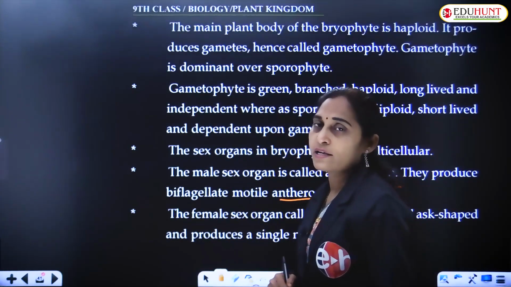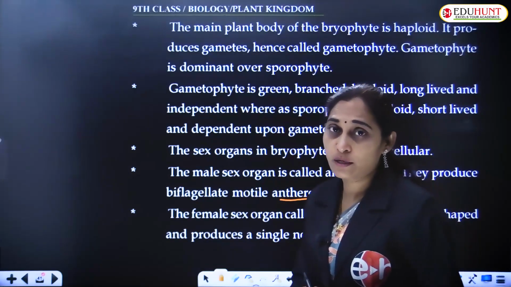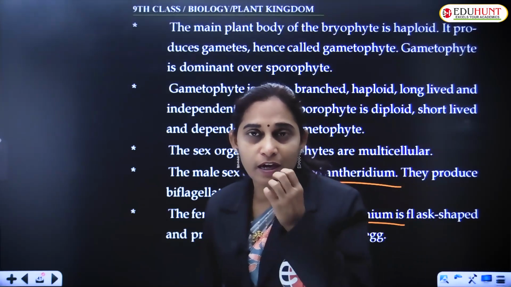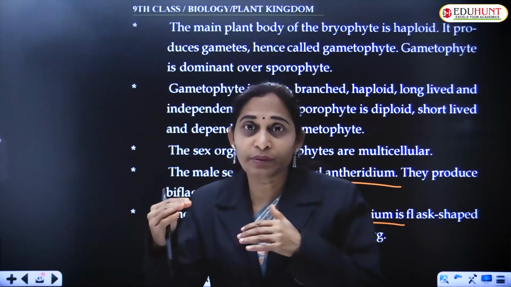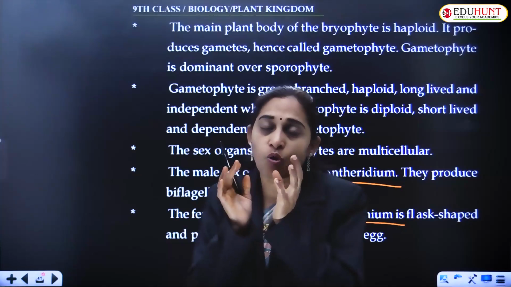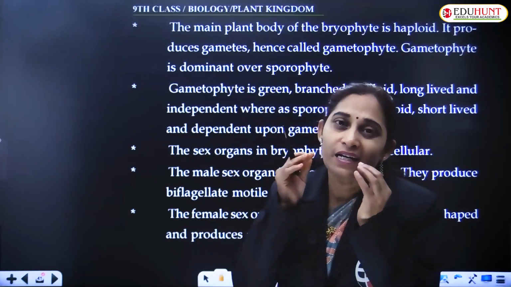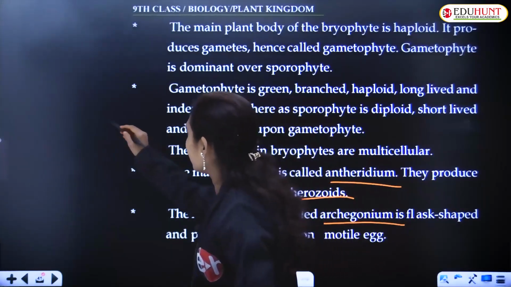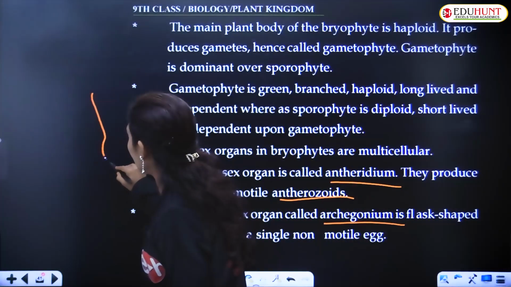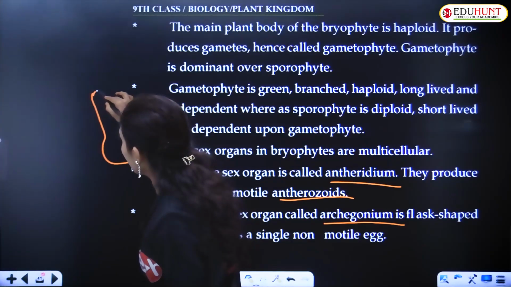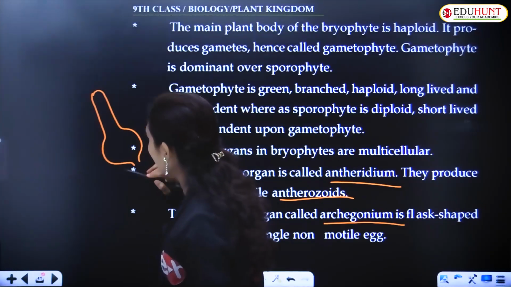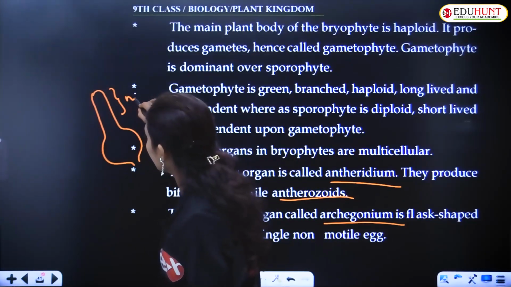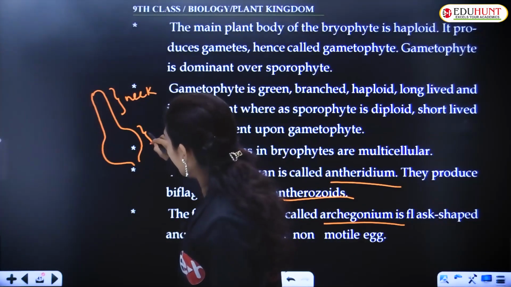The female sex organs are called archegonia, which are flask-shaped, and they produce the egg or the female gamete, which is not liberated into the water. The archegonium retains the egg inside the venter. This is the flask-shaped archegonium. This is called the neck, and this is called the venter.